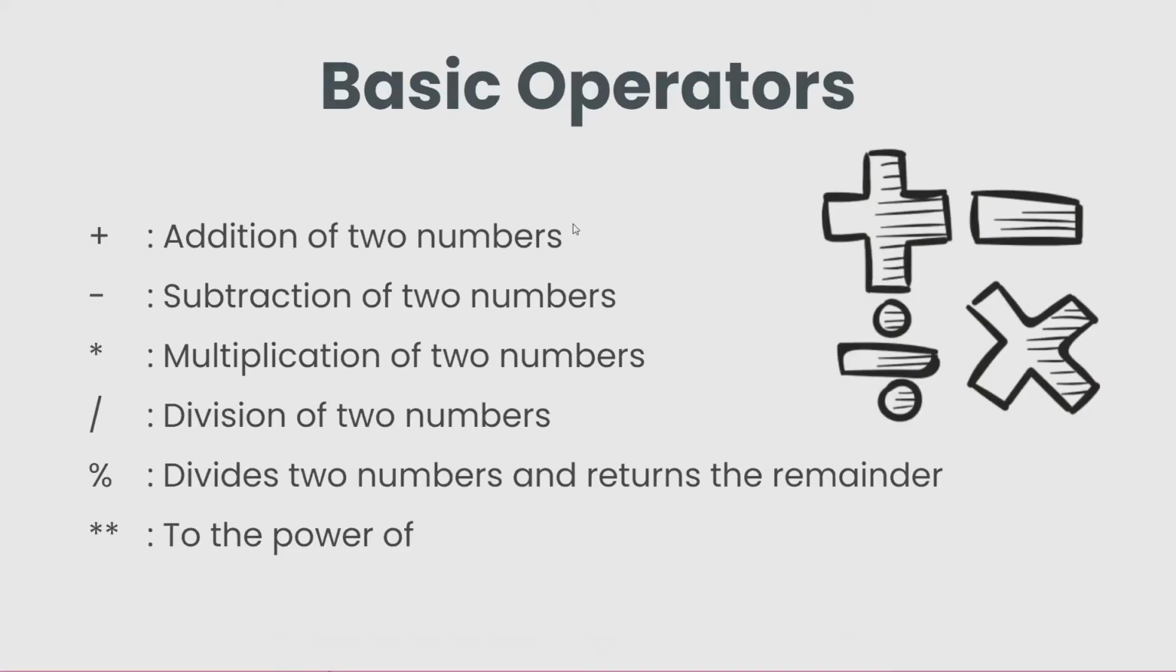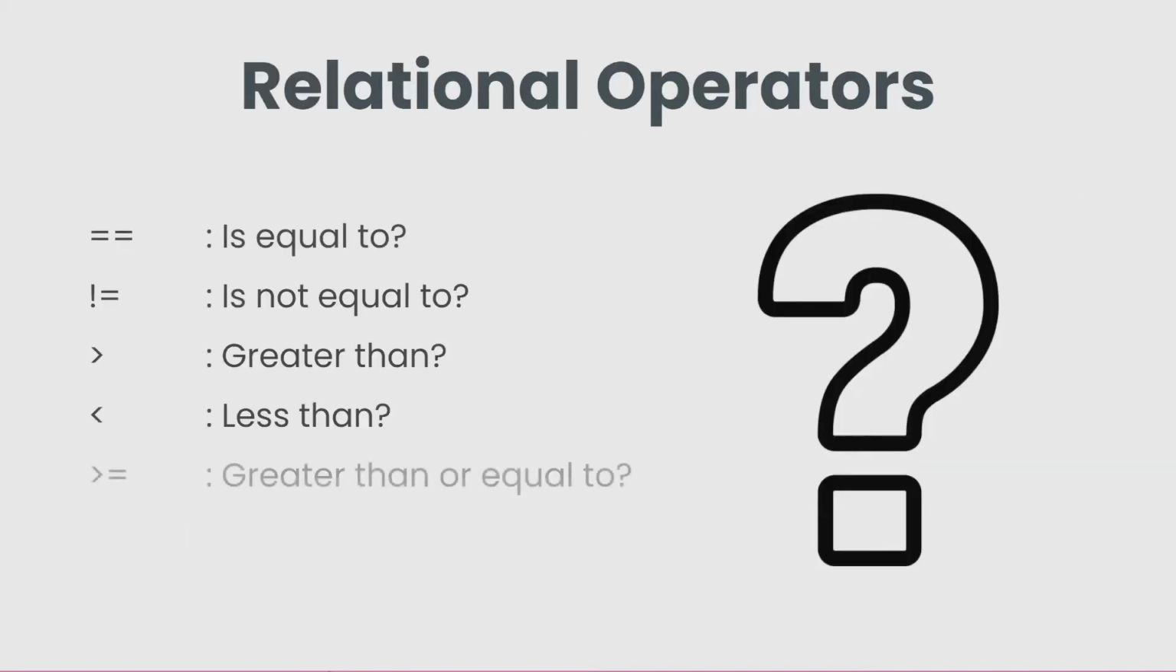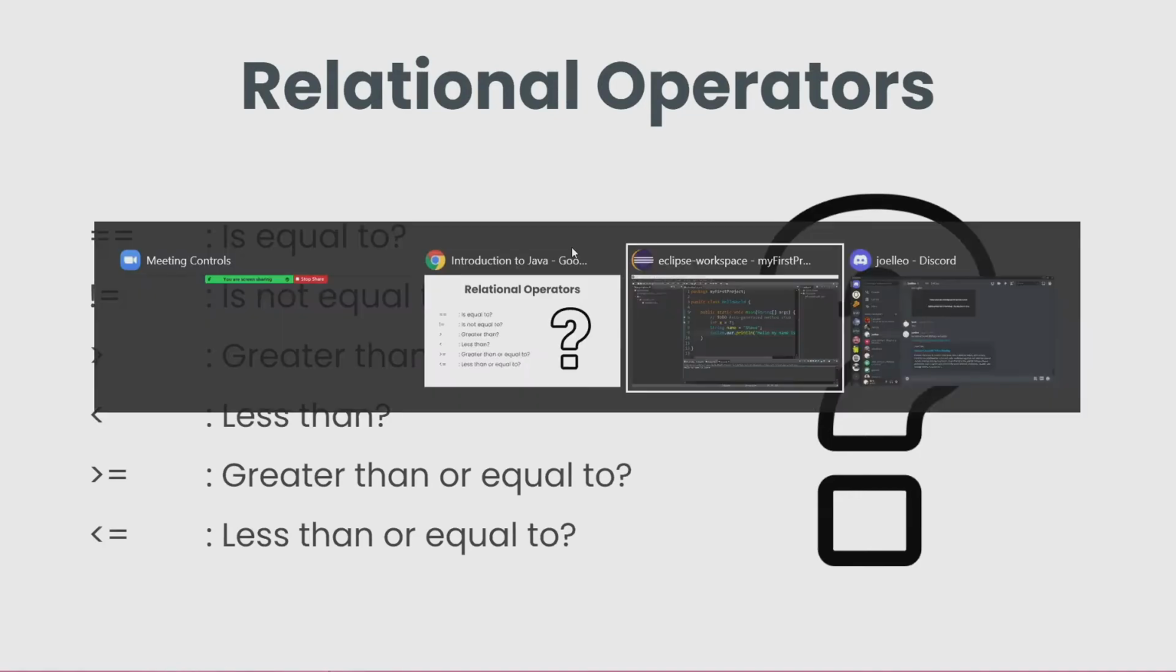Okay, so moving past the basic operators, we have your relational operators. These are operators to compare two values. So your double equals, two equal signs, is to compare whether one is equal to the other. I think it's a bit hard to see from the slides itself. So for this portion, I'll just head straight to Eclipse and give you some examples.